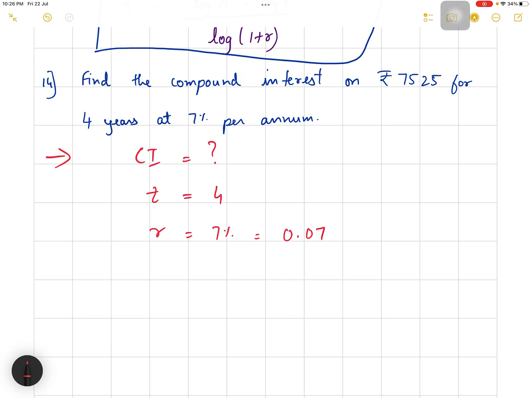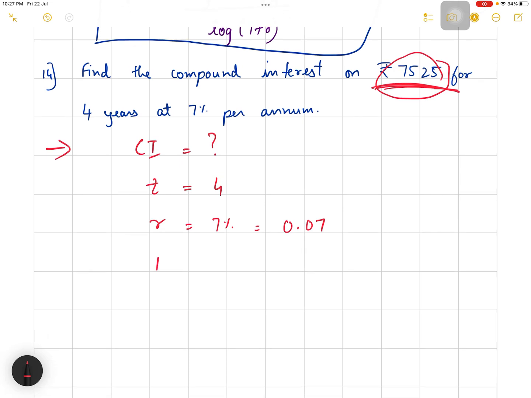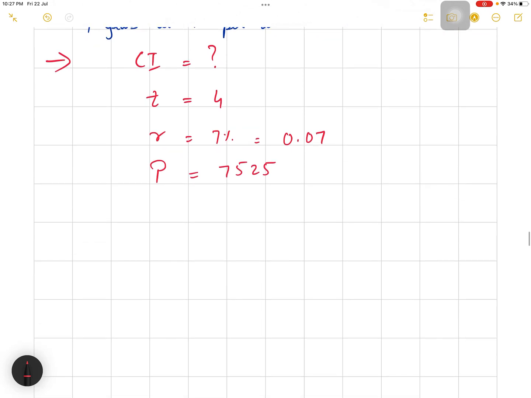And what is asked? P, principal. So find the compound interest on rupees 7525. So this is my principal. P is given as 7525, and you are supposed to find compound interest.